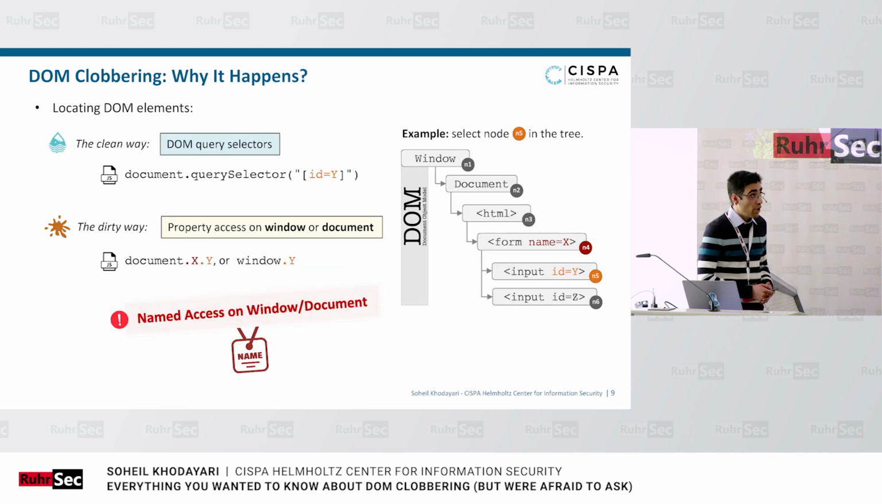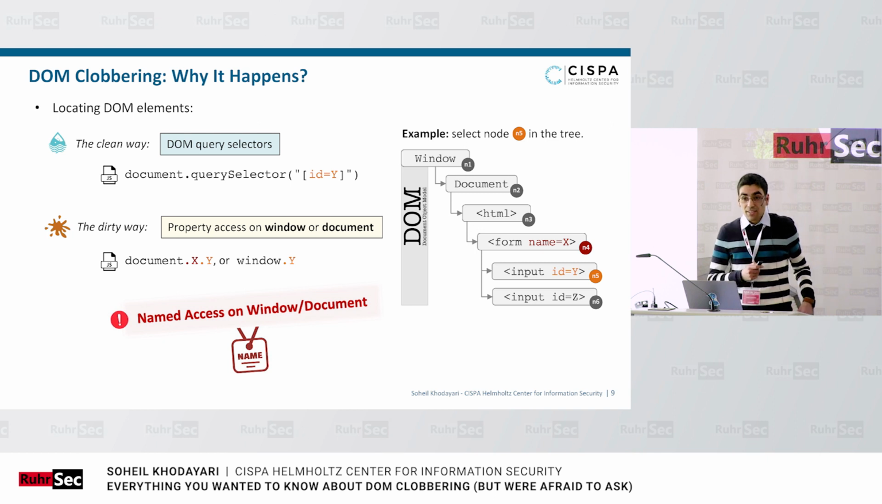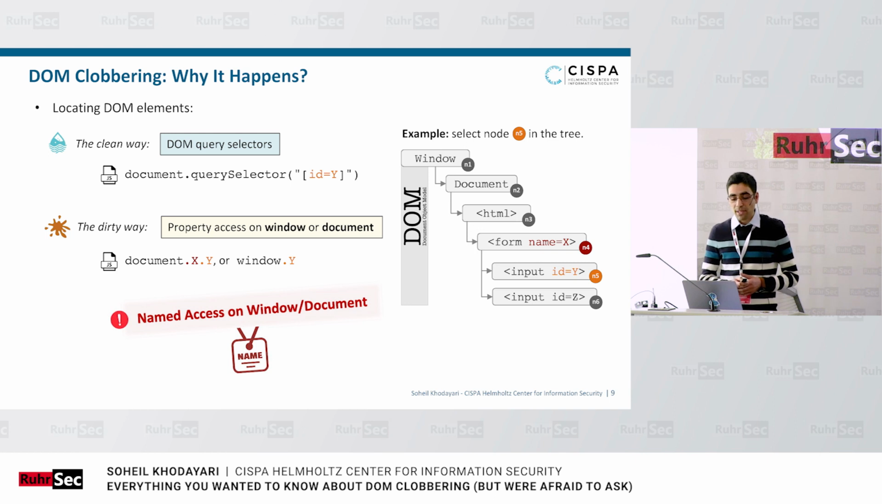Now, DOM clobbering, why does this happen? The answer to this question lies in how elements are located in the DOM tree. And there are actually two ways to do this. I'll call it the dirty way and the clean way. The clean way is to use DOM query selectors, and the dirty way is a property access on the window or document object. And to clarify this, let's have a look at this simple example.